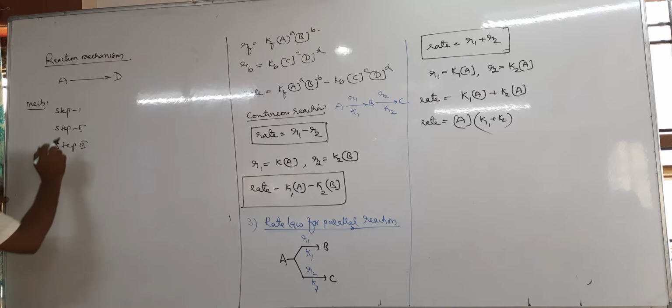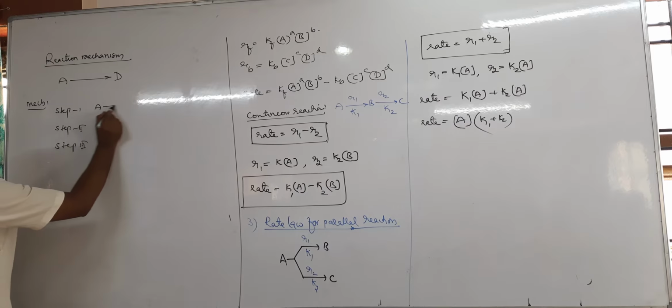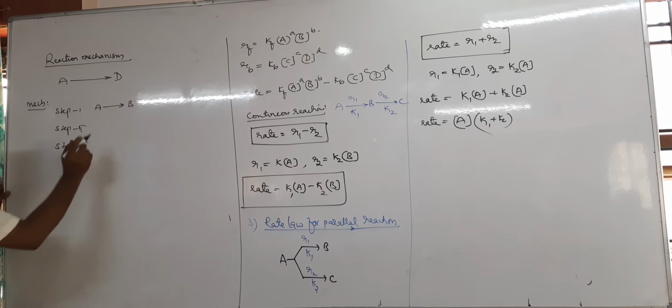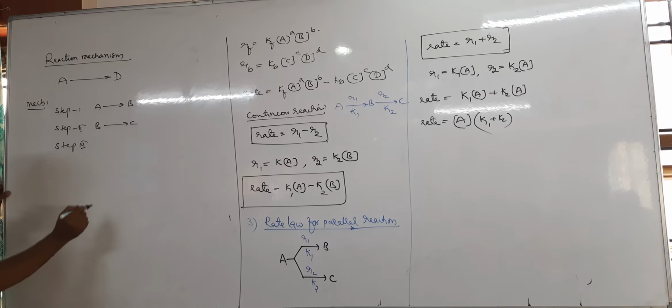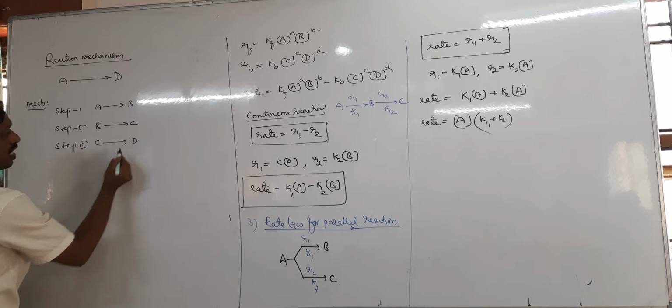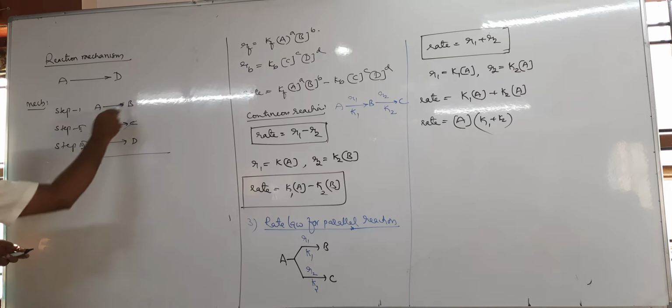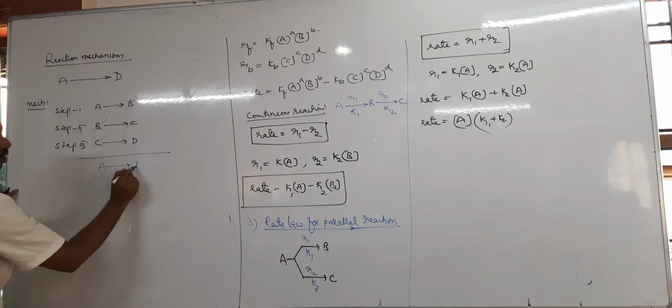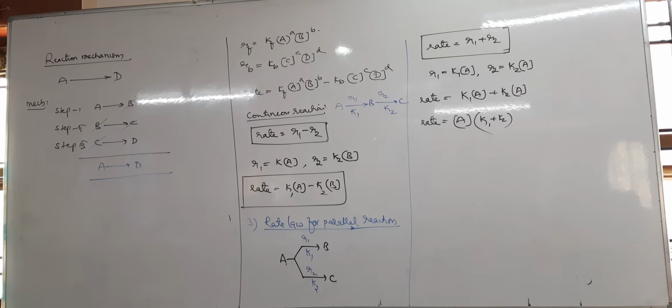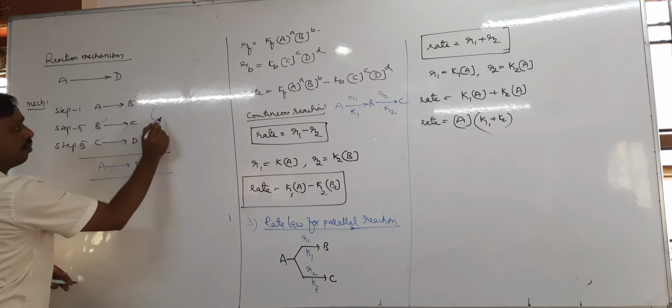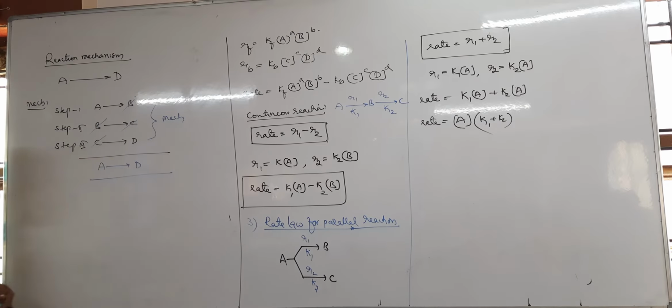Now tell me, for example, step 1. In step 1, A converts into B. In step 2, B converts into C. In step 3, C converts into D. Okay, then what is the overall reaction? The overall reaction is C cancelled, B cancelled, then A becomes D. This is the overall reaction. But the step by step explanation of this chemical reaction is called what? Mechanism. Now this is a mechanism of this particular reaction. It means the detailed step by step explanation of a chemical reaction is called a reaction mechanism.